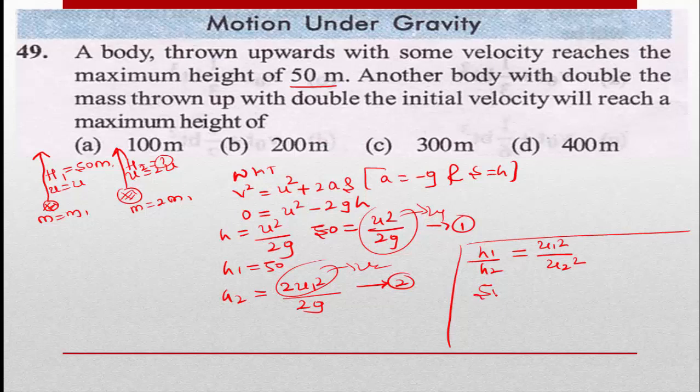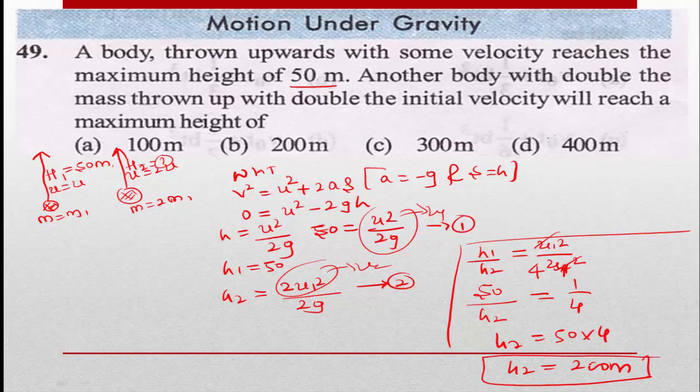h1 equal to 50, the height of the first body, is 50 meter. We don't know the h2 value. 50 divided by h2 is equal to u1 square divided by u2 square. Here u2 is 2 times u1, so u2 square is 4 u1 square. u1 square is cancelled. 50 divided by h2 equal to 1 divided by 4. Therefore, h2 is equal to 50 into 4, and then h2 is equal to 200 meter.